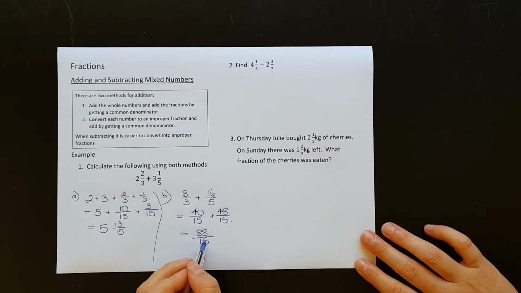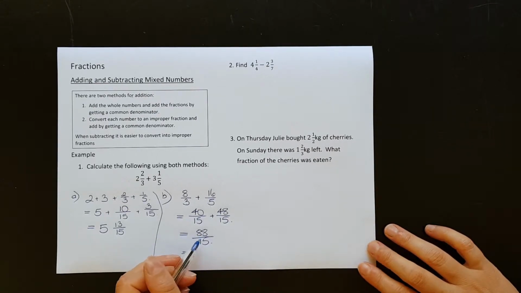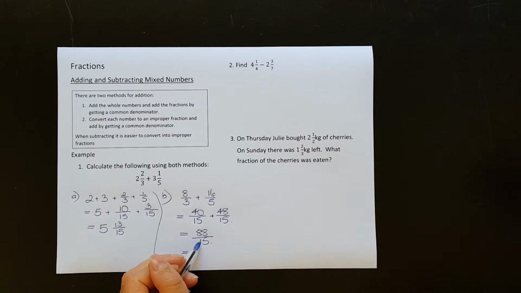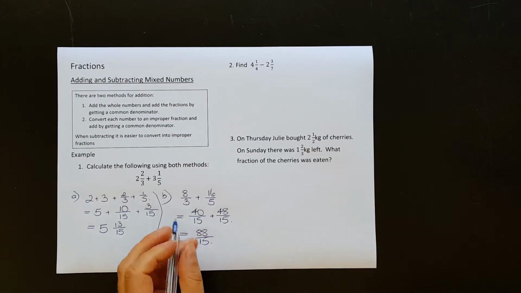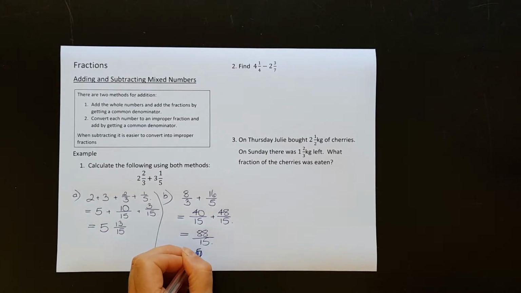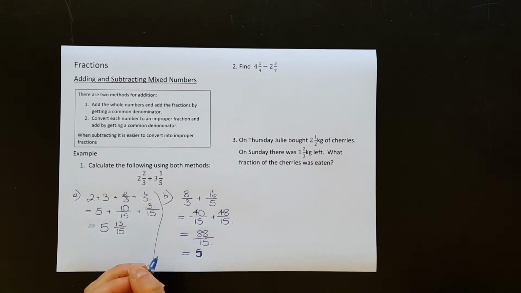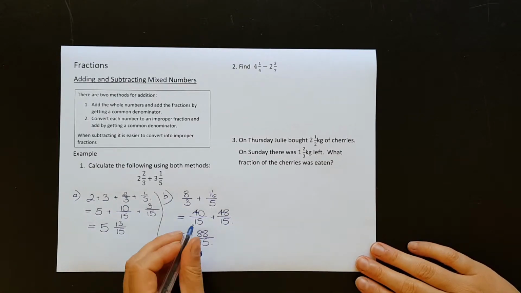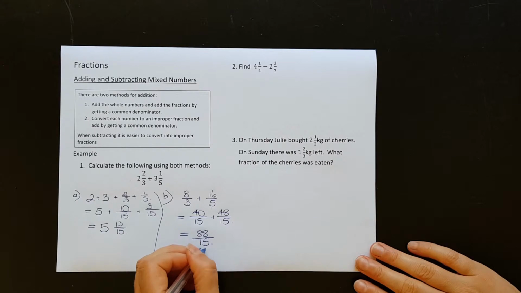Now we need to put our answer back into the mixed numeral form. So we need to work out how many times 15 goes into 88. So we want to count by 15s. So we'd have 15, 30, 45, 60, 75. Okay, that was 5 lots of 15. That makes 75. And we had a remainder of, from 75 to 88 is a remainder of 13.